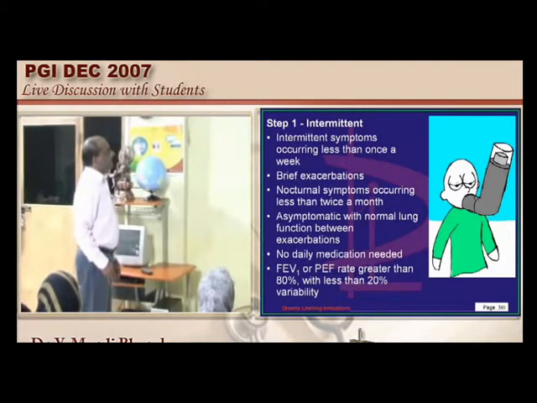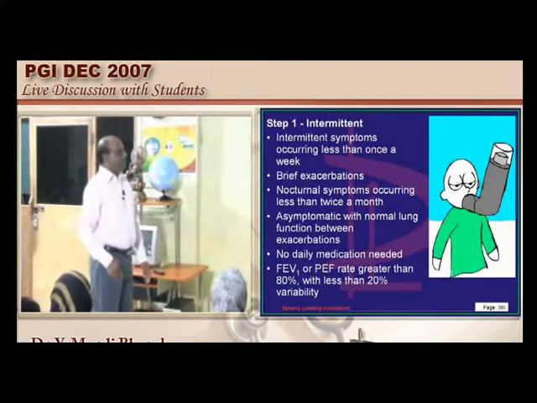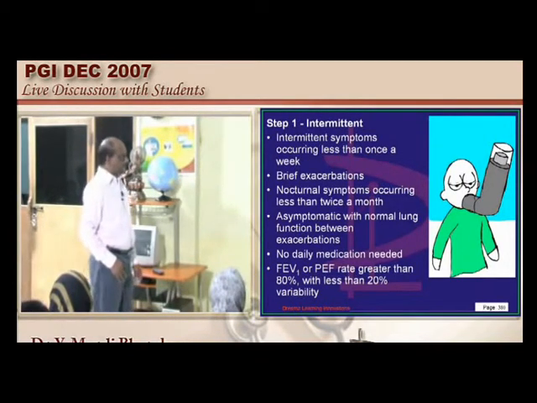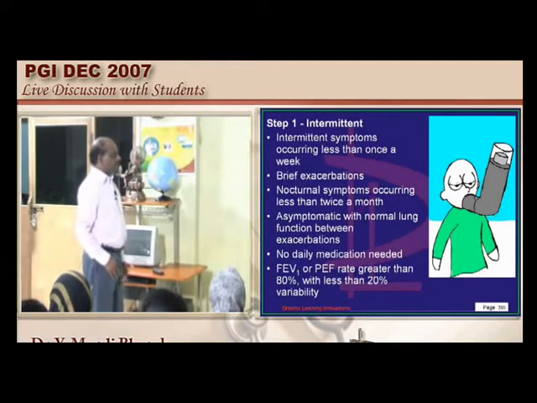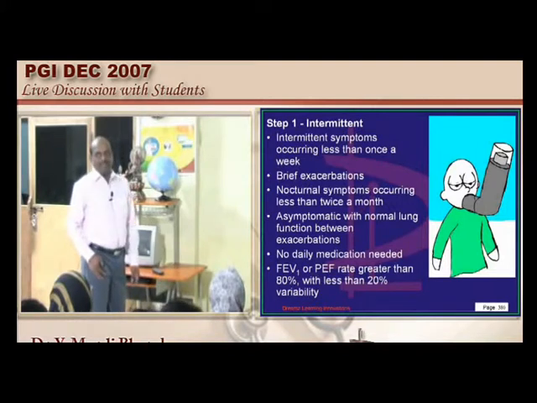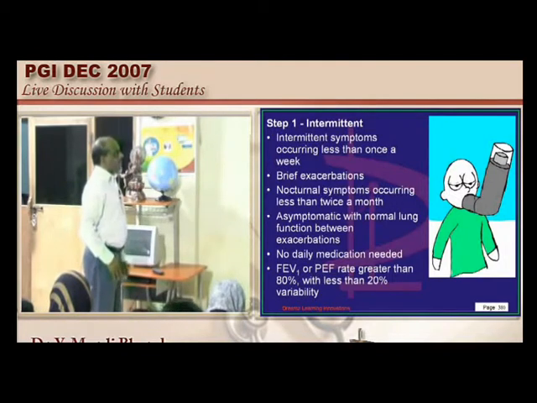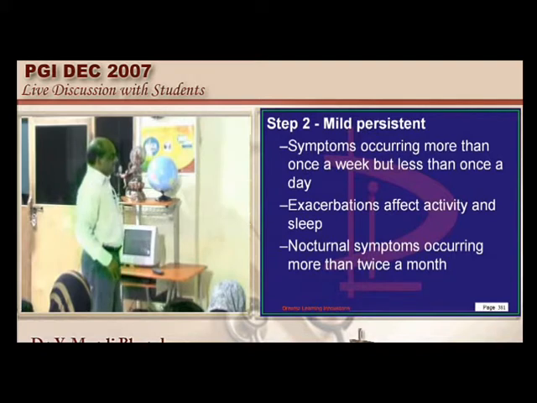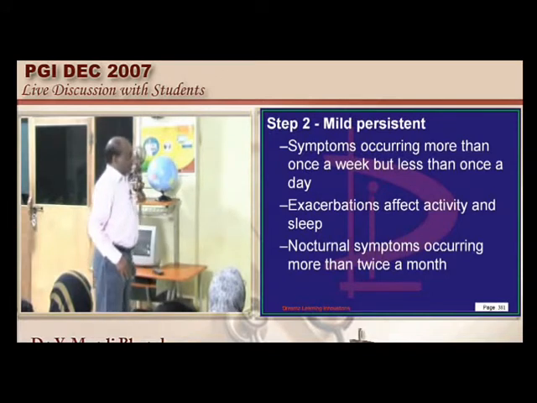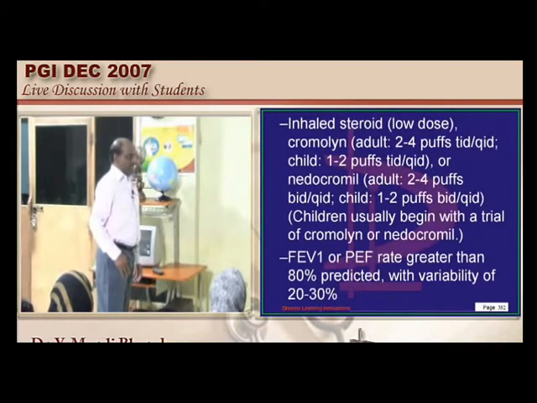Step 1 is intermittent symptoms occurring less than once a week with brief exacerbations and nocturnal symptoms less than twice a month, and the individual is asymptomatic with normal lung function, and FEV1 and PEF are at 80%. Then there is no need for any specific daily medication for such a patient. It's called mild persistent when symptoms occur more than once a week but less than once a day. There we have to give low dose inhaled steroid and cromolyn puffs. And here the FEV1 is greater than 80% of the predicted value.